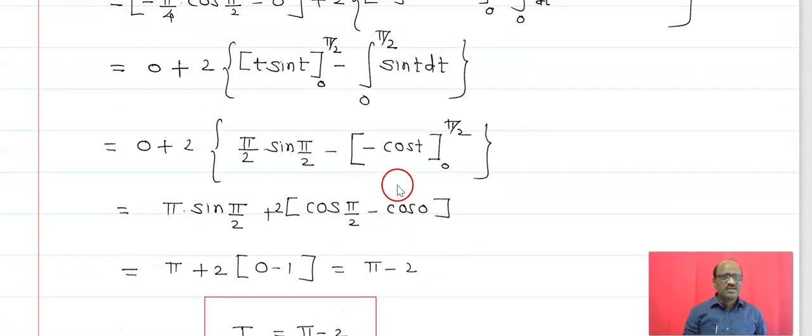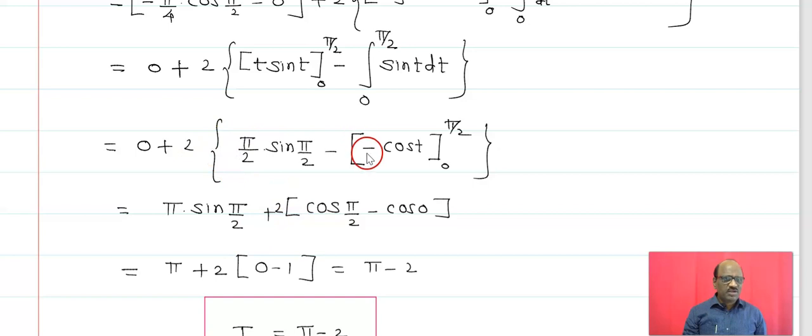And here, you will get 2 into, this 2 will multiply to this bracket. This 2 will multiply to this bracket, and 2 into this pi by 2. Again, this 2 gets cancelled. You will get pi sine of pi by 2. What's the sine pi by 2? Sine 90 is 1. 1 into pi, that is pi.